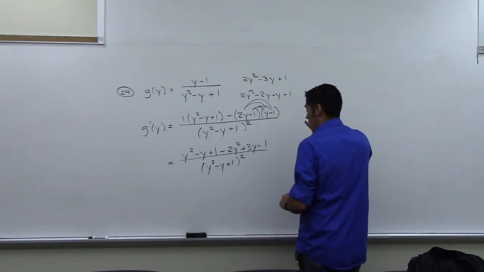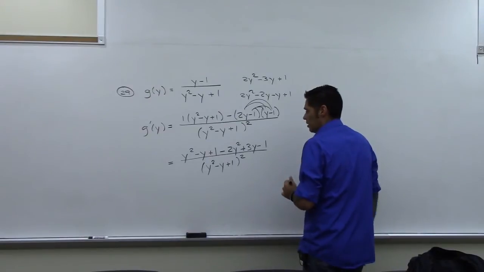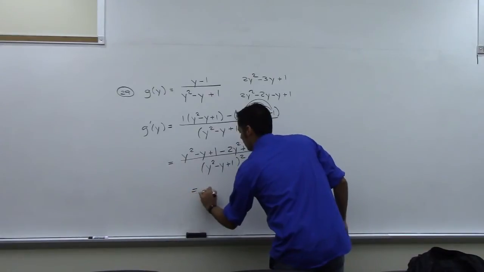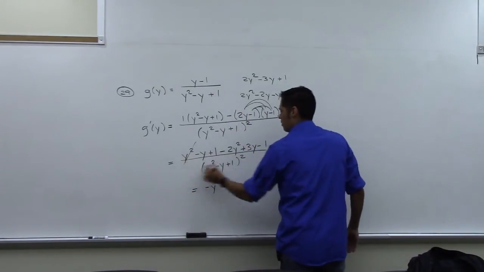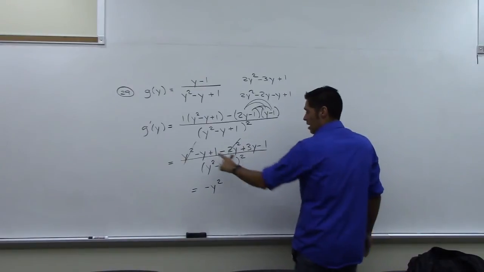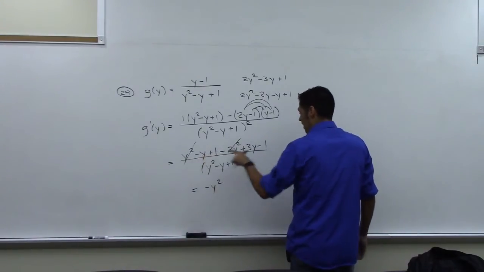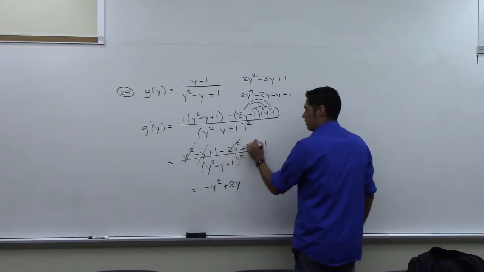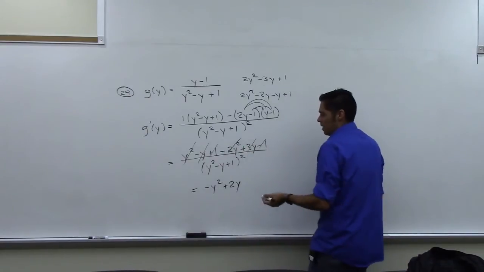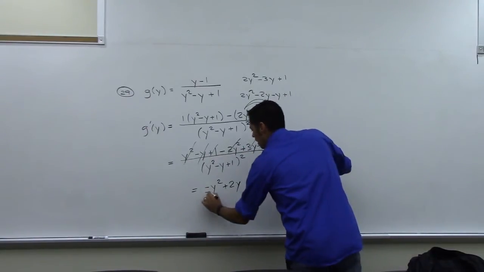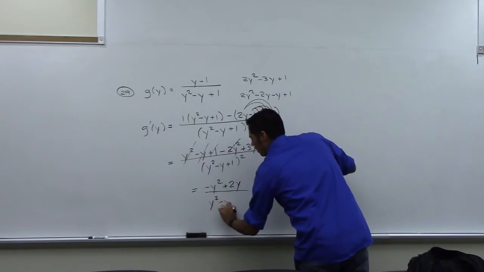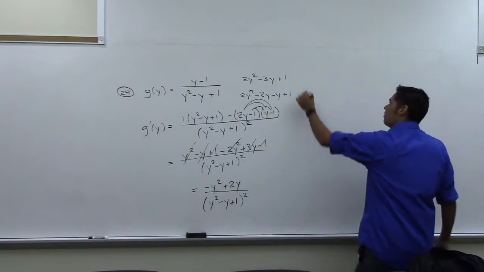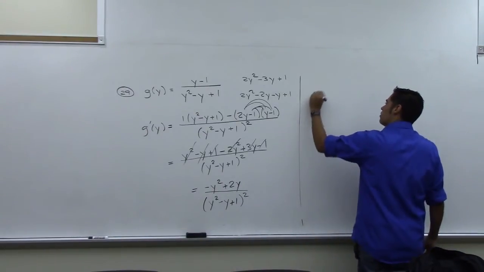And then I can go a little bit further. I can combine any like terms together. So I have y squared and negative 2y squared, which is going to be negative y squared. The y's, I should have negative y plus 3y is plus 2y. And then as far as constants, plus 1 and minus 1 cancel. So that's all I've got on the top. And on the bottom, I have the denominator y squared minus y plus 1, that quantity squared. So there's my derivative.